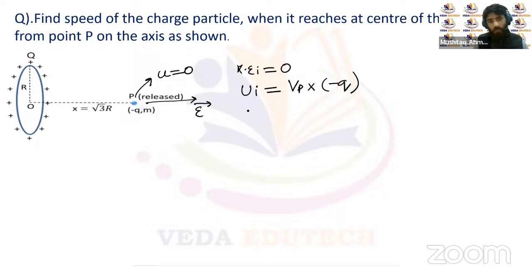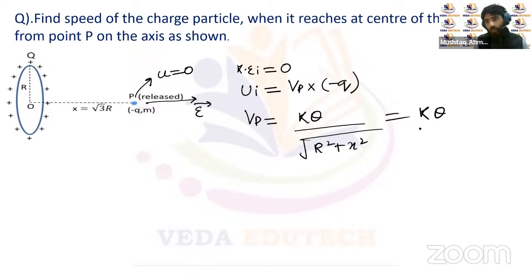Since this charge is placed at a distance of x equal to root 3 r, the potential due to this ring at this position will be kq over under root of r square plus x square, that will be equal to kq over under root of r square plus root 3 r whole square, right?